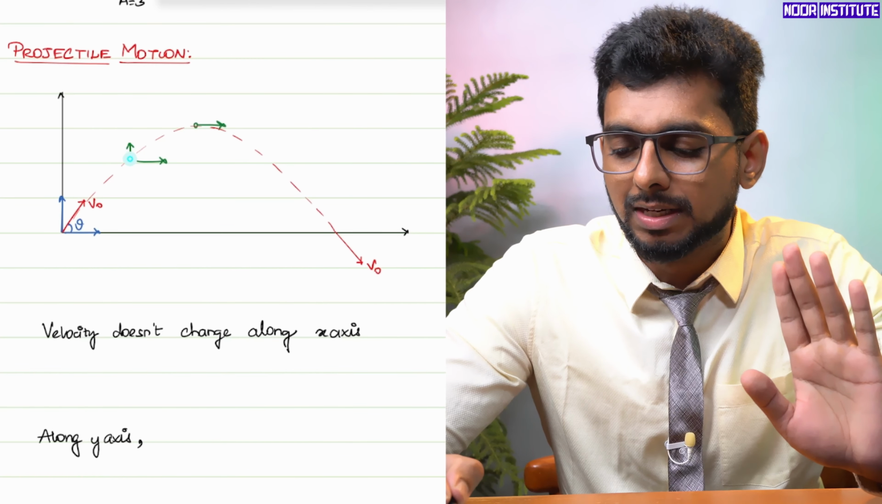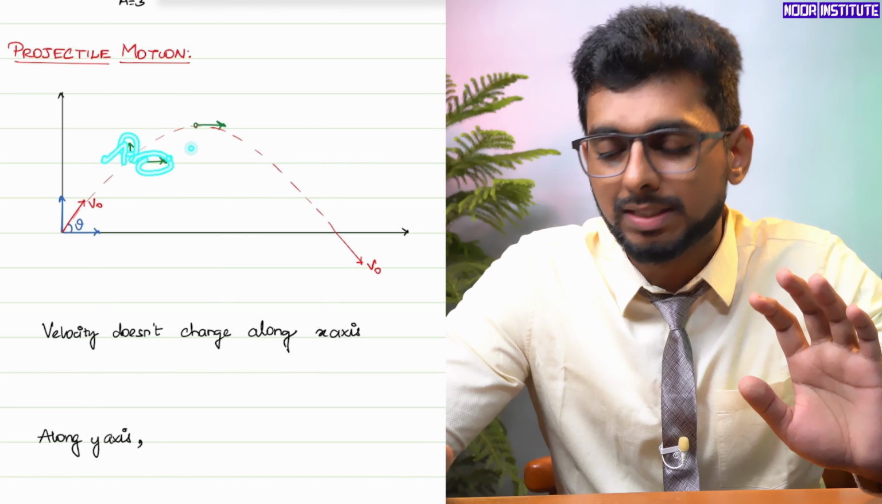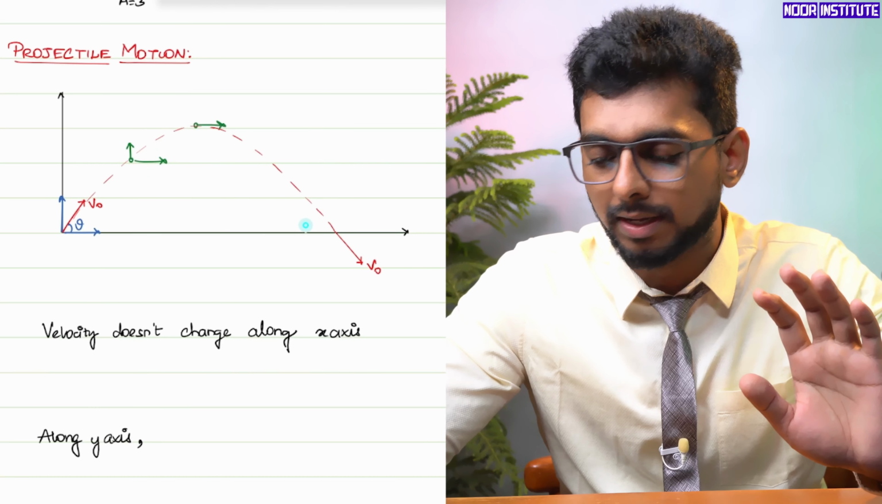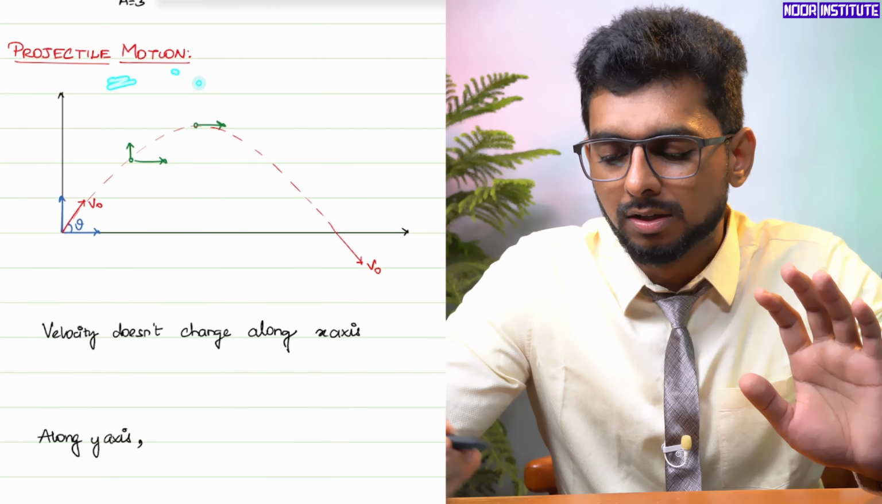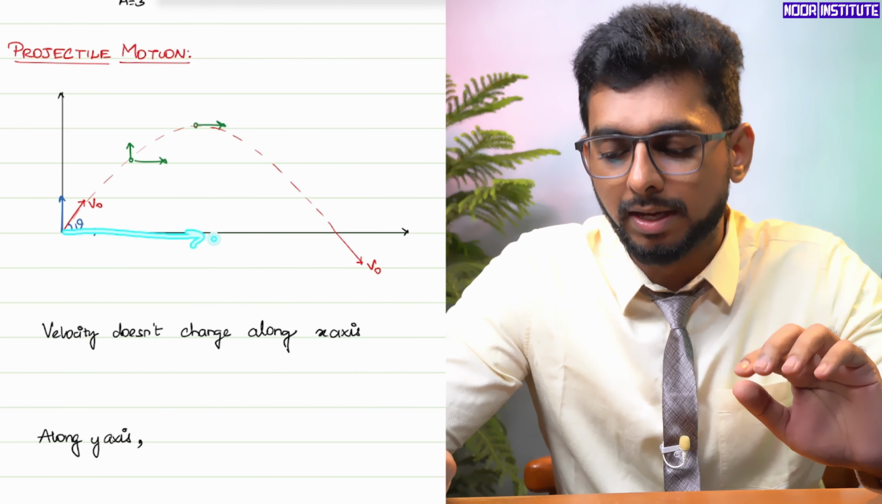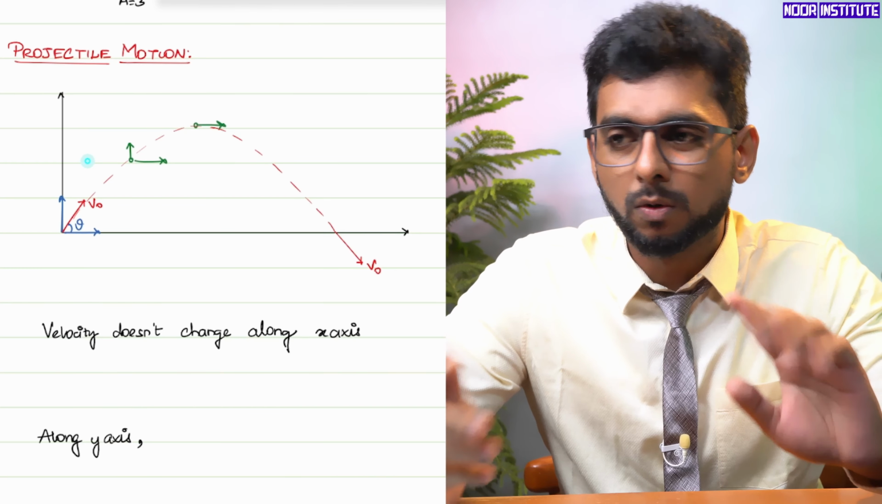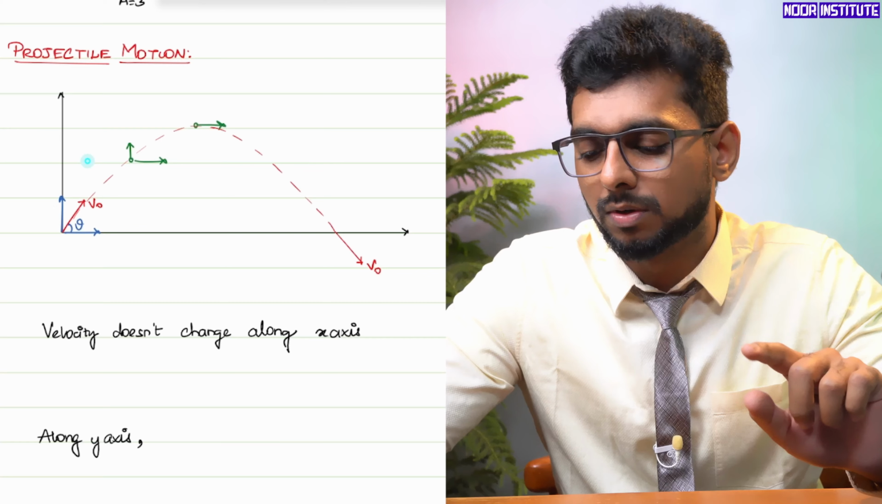In that situation, let's see how the velocity along x changes and how the velocity along y changes. That's what we are supposed to find here for a projectile motion. We will find the equation for the displacement along the x, and then the displacement along the y. How does it relate with the time? That's what we are supposed to find.